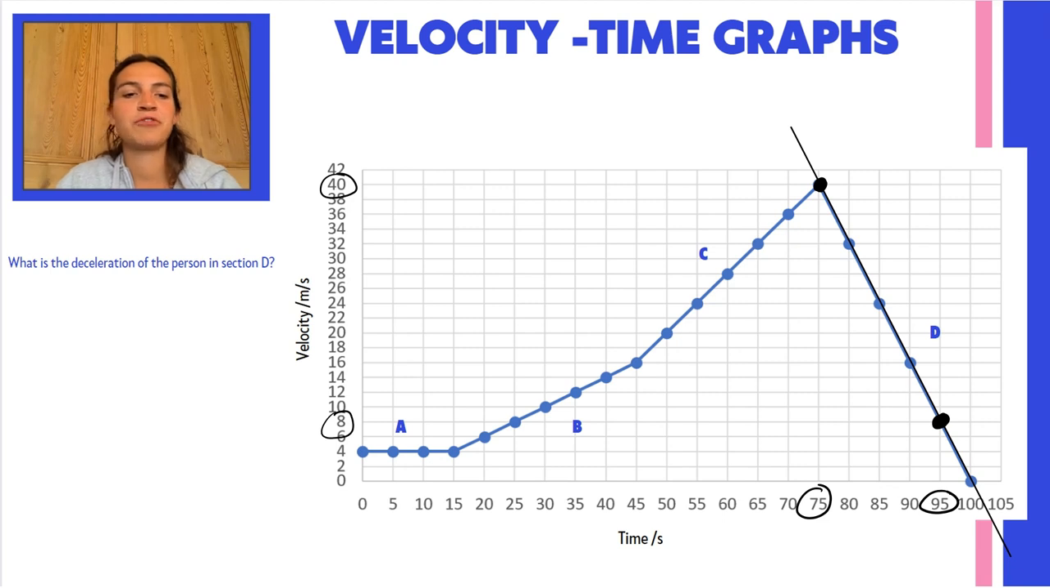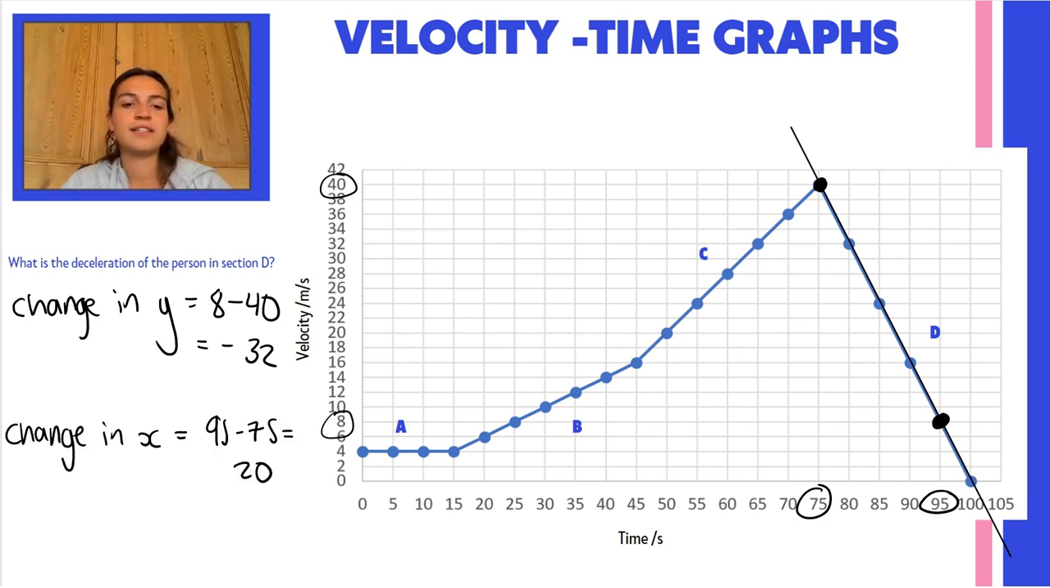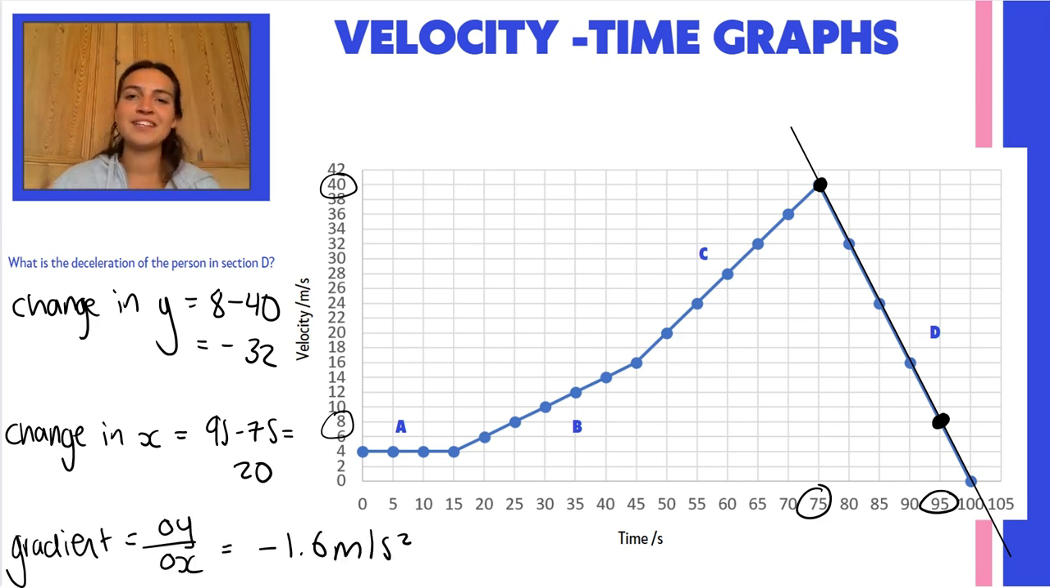So again, going for my change in y, I have got 8 minus 40, okay, because that 8 point there comes before the 40, because that is my final minus my initial velocity. So that's minus 32, and then my change in x is 95 minus 75, which is 20. Gradient, change in y over change in x gives me minus 1.6, and that minus sign is just telling me that this is a deceleration.